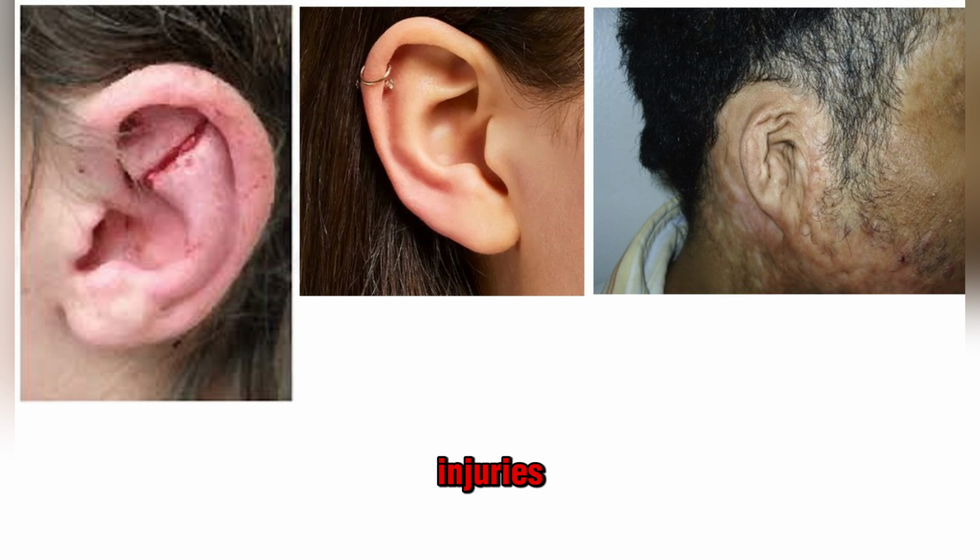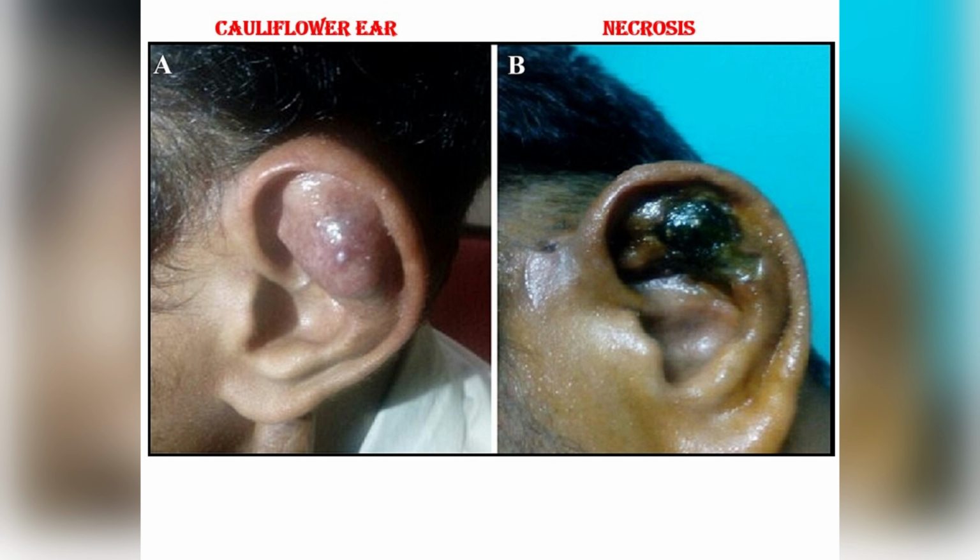This can include injuries, burns, and high ear piercings. It causes pain, swelling, and redness of your outer ear. Sometimes a buildup of pus may form between your ear tissue and cartilage. Delayed diagnosis and treatment can cause serious complications.